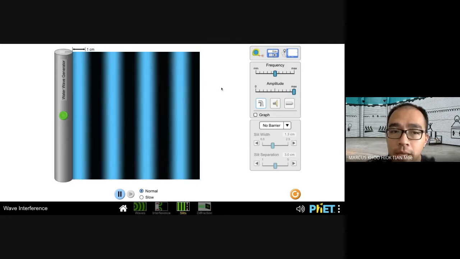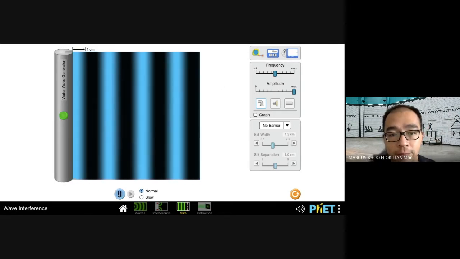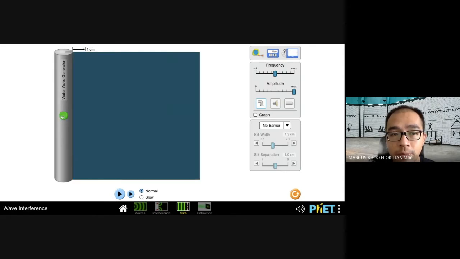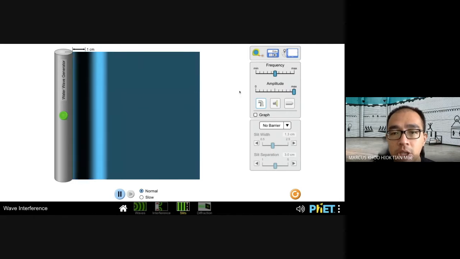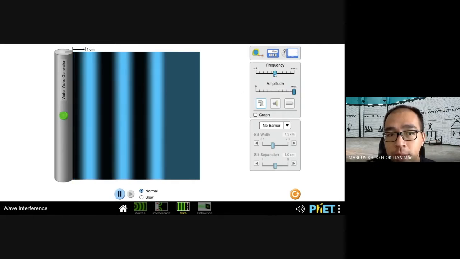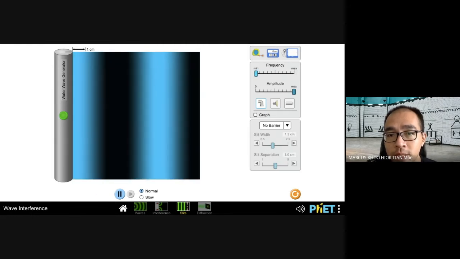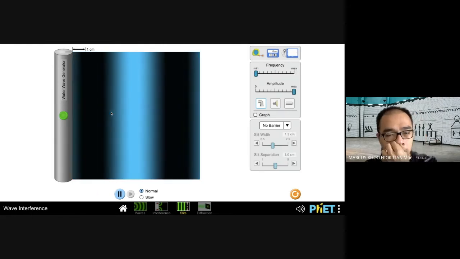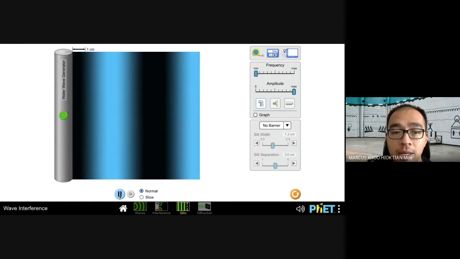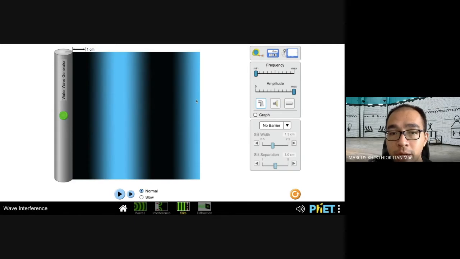How do you change the wavelength? Let me pause this now. Remember, the wavelength is the distance between one crest and another crest, so one bright to another bright, or one dark to another dark. How do you change this wavelength? You change the frequency. The bigger your frequency, the smaller your wavelength. If you set a smaller frequency, this is a little bit too much, but this is a very big wavelength, because the distance between one bright and another bright is so far apart.